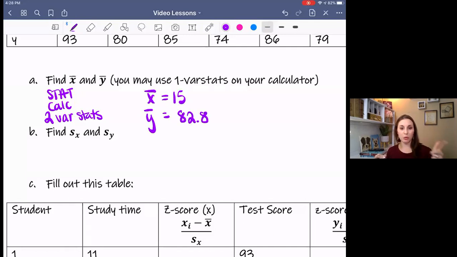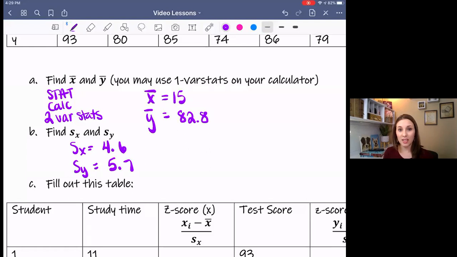I went to one decimal past our raw data. And then in the same list, you should be able to find the standard deviation of x, which was about 6, and the standard deviation of y, which is about 5.7. So these are going to be crucial for our next steps.